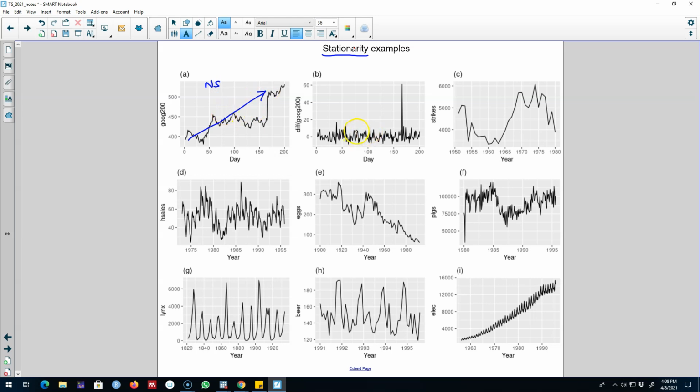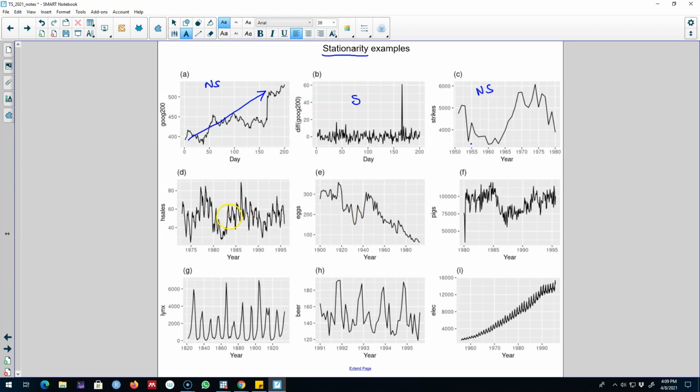The second example is daily change in the Google stock prices for the first 200 days. Here we have calculated the difference in the price of consecutive days. Looking at this series, we see that there is no observable trend or seasonality in the data set, so we can conclude that this series is stationary. Now in this third example, we have a very small trend in the series, and this data set shows the number of strikes in the US. So there is a trend in the series which makes this series non-stationary.